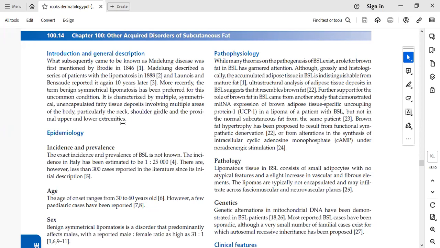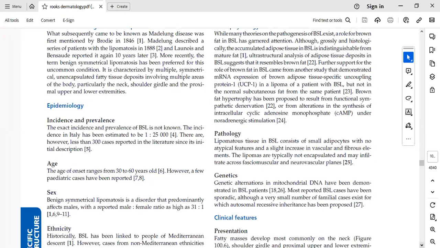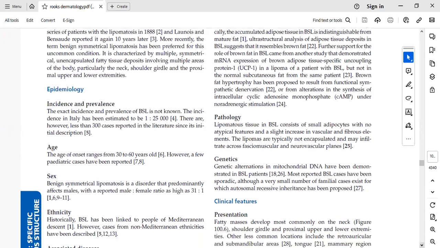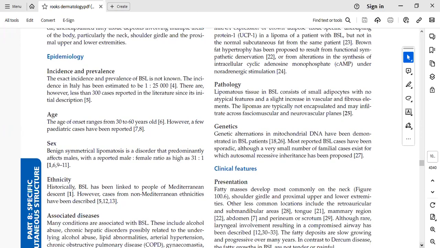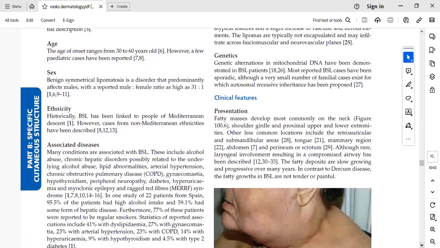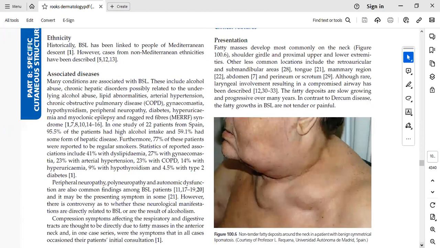The incidence and prevalence is that there are less than 300 cases reported in the literature since its initial description, and the age of onset ranges from 30 to 60 years. However, a few pediatric cases are reported, and the male to female ratio is 30 to 1. So it is more common in males. And the ethnicity: BSL has been linked mostly to people of Mediterranean descent, and cases from non-Mediterranean ethnicities have also been described.